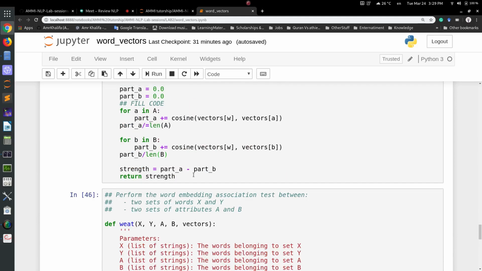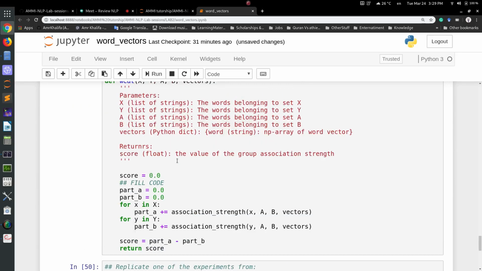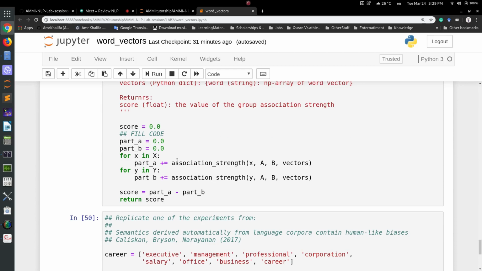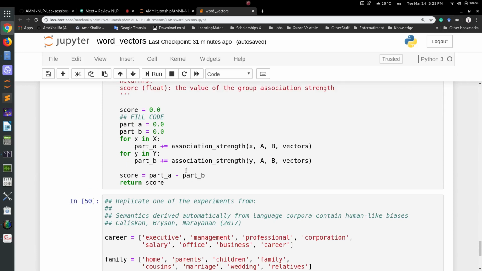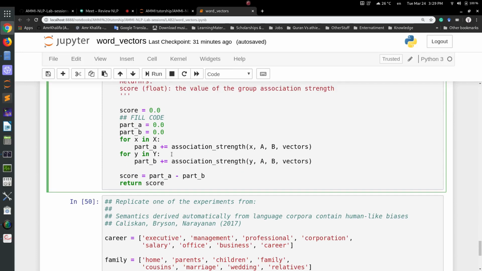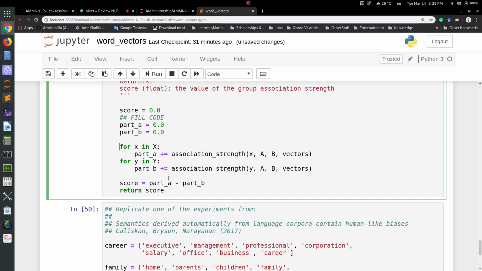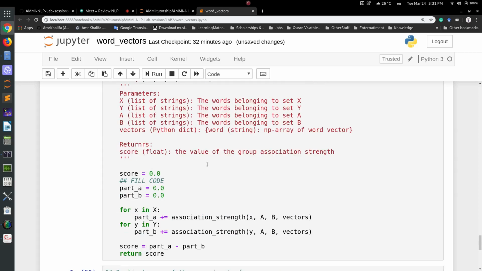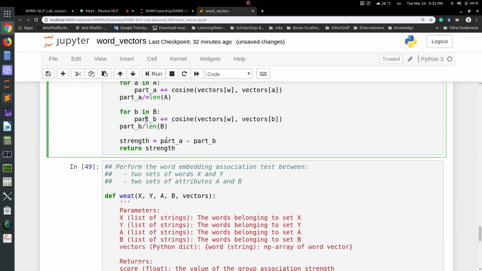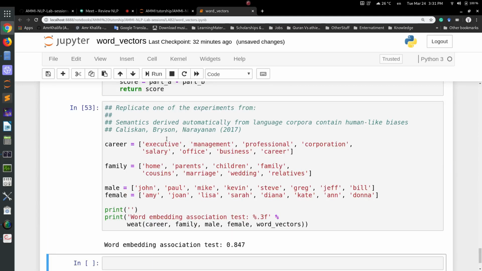Okay, so maybe I had something wrong. Okay, let's see. Oh yeah. Okay, now it makes sense. Now the value is smaller, it's 0.8.